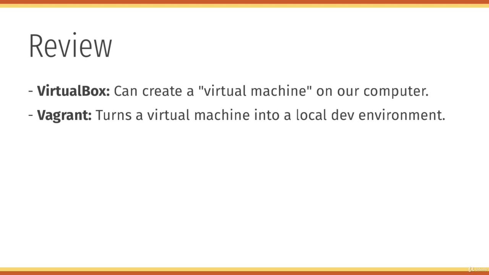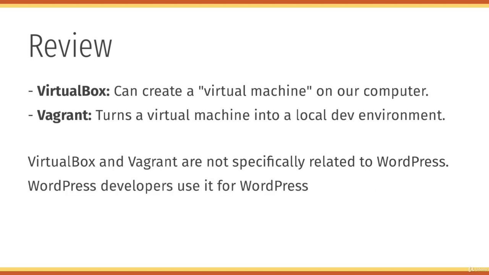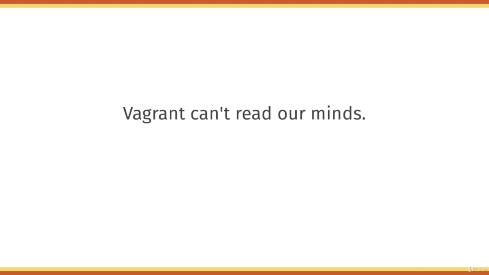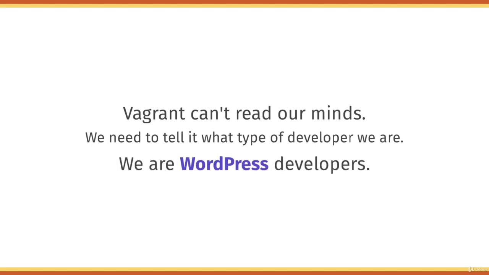Now it's important to point out that VirtualBox and Vagrant themselves have absolutely nothing to do with WordPress specifically. Vagrant is an empty canvas. So WordPress developers use it for WordPress, Ruby developers use it for Ruby, Node developers use it for Node. You get the idea. So Vagrant can't read our minds. We need to tell it what type of developer we are. And you and I are WordPress developers.